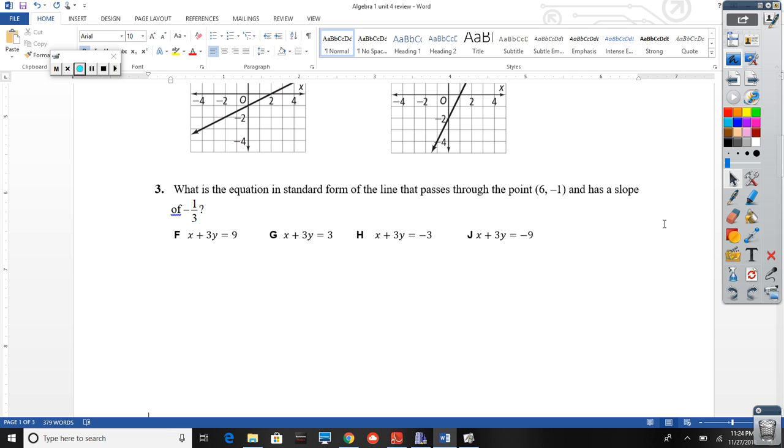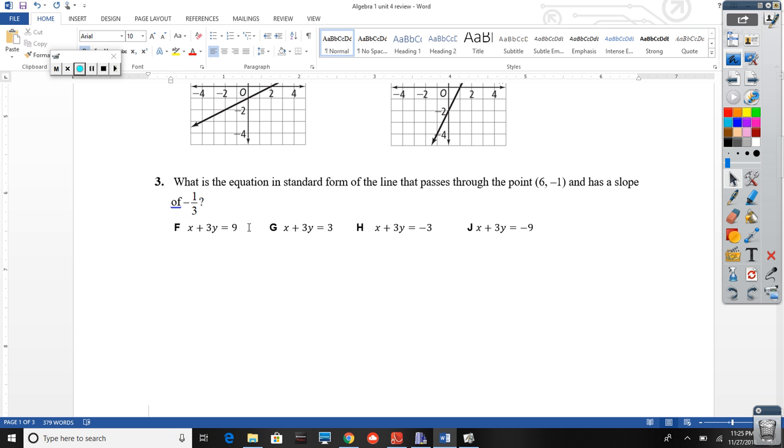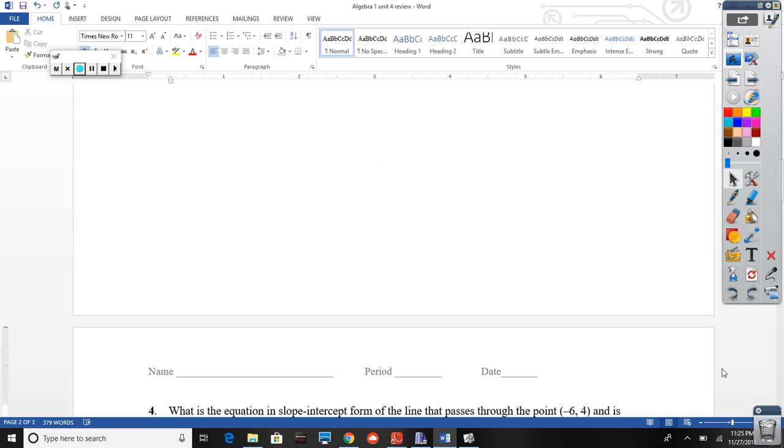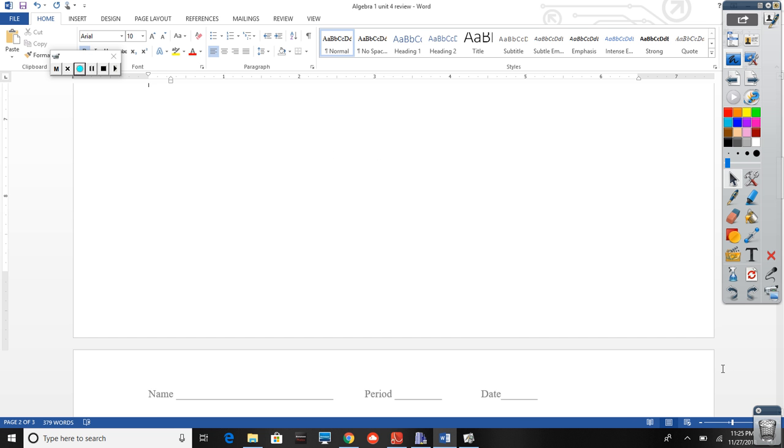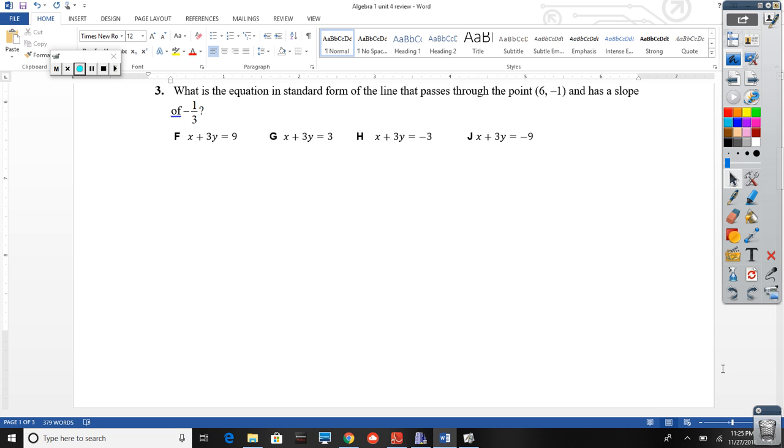So then let's go on to number 3. It says, what is the equation in standard form of the line that passes through the given point? So it passes through 6, negative 1, and has a slope of negative 1 over 3.